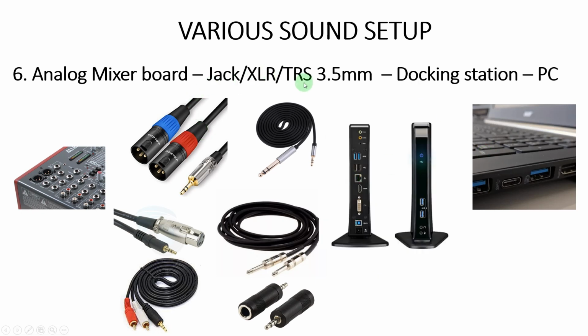Now, analog mixer board, jack, XLR, TRS, 3.5mm, docking station to your PC. So right from your mixer board, you use any of these cables. Now, your docking station also extends the features of your laptop or your desktop that you are using. It also has additional features like a USB port, Ethernet port, HDMI, and a microphone port, just as you can see over here. So you pick your sound, connect it to the microphone port here, and then your docking station connects to your PC through a USB Type-C or USB 3.0 port.